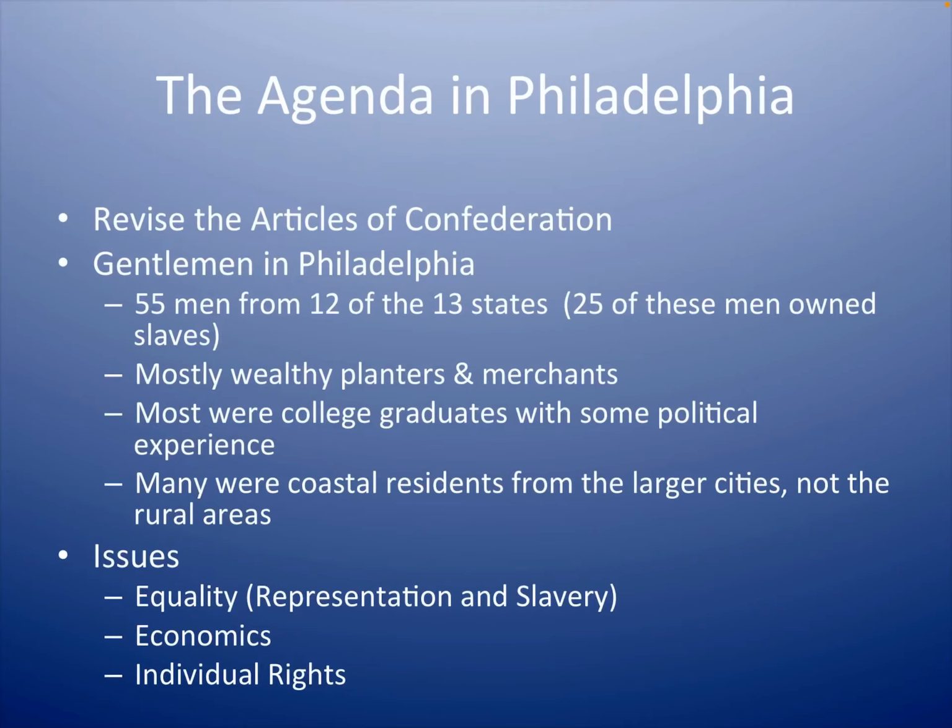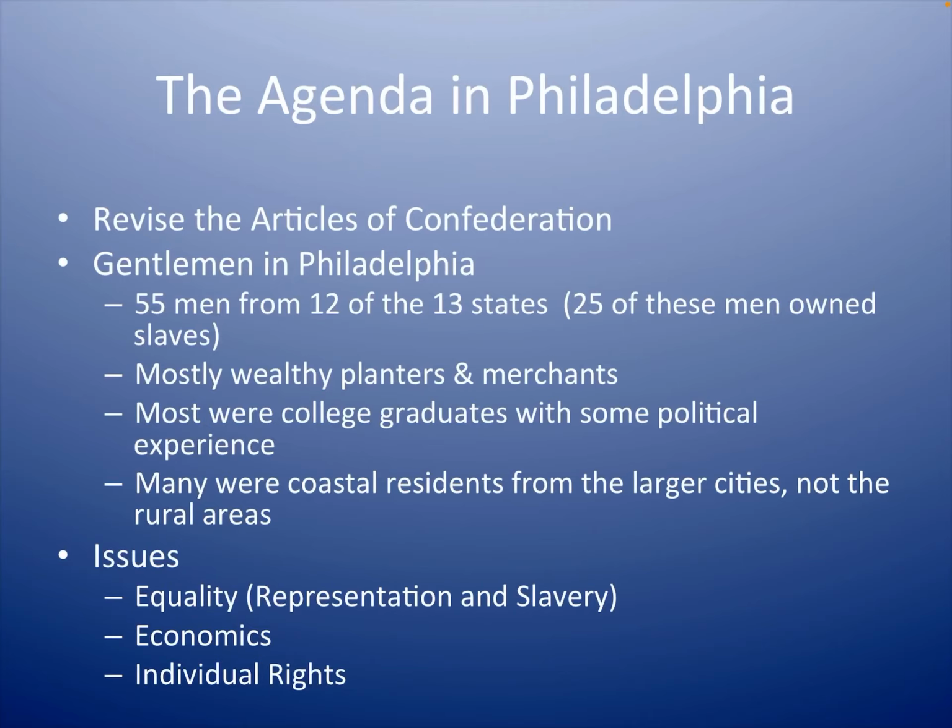When the quote-unquote Founding Fathers met in Philadelphia in 1787, the issue on the table was revision of the Articles of Confederation, the system of government that was in place. They were sent there to try to make revisions to the Articles. So they're going to meet in Philadelphia. There are going to be 12 of the 13 states represented, and it included 55 men. 25 of these men were slave owners.